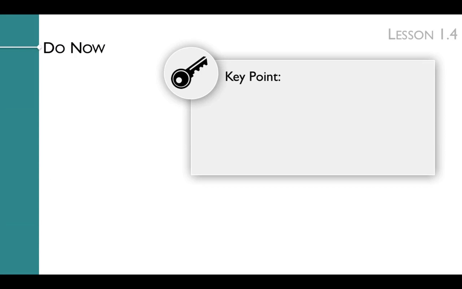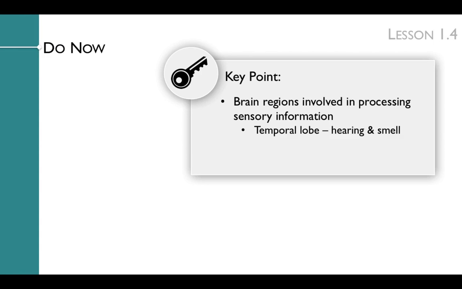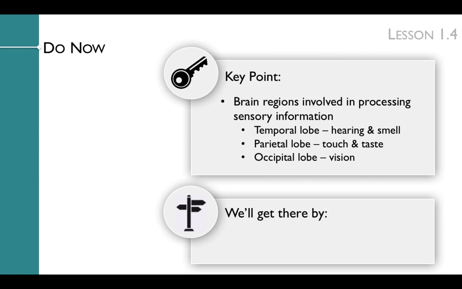The key point of the do now is to review the brain regions involved in processing sensory information. The temporal lobe is responsible for hearing and smell, the parietal lobe for touch and taste, and the occipital lobe for vision. We'll get to these key points by having students review last night's homework with a partner in which they predicted which areas of the brain would be active as someone experienced different sensations.